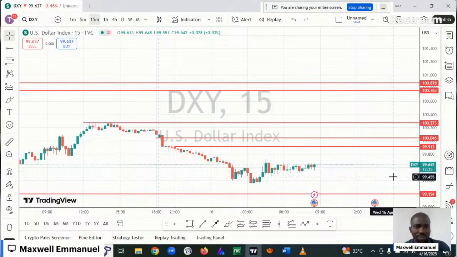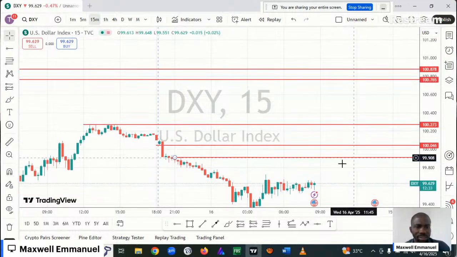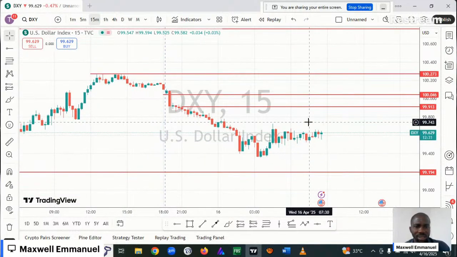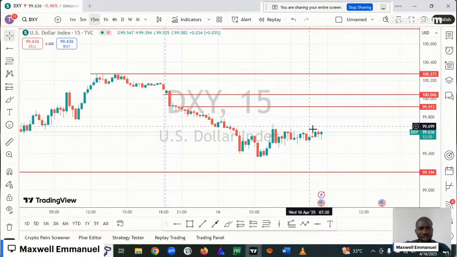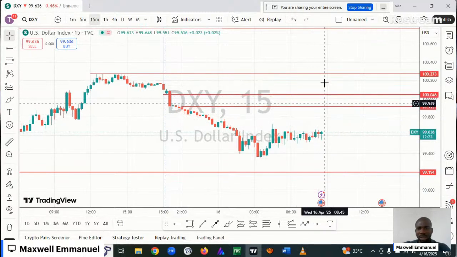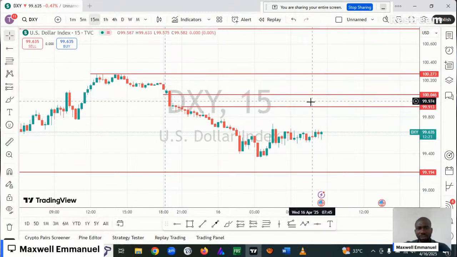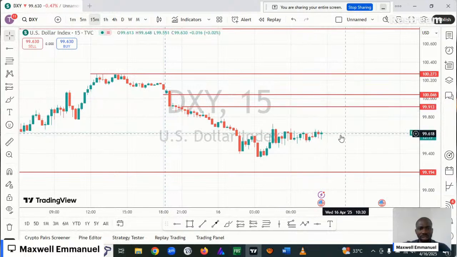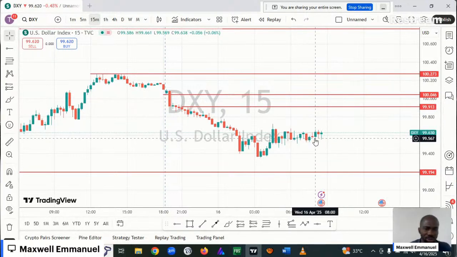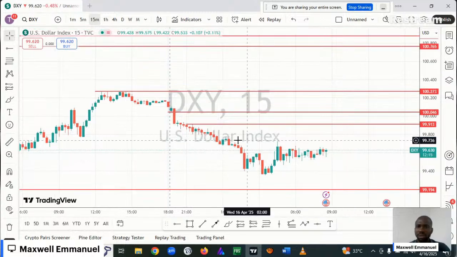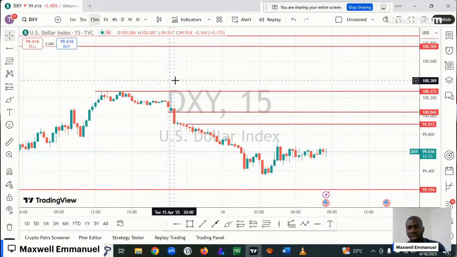Okay, so you can see on 15 minutes. Since the news favored the dollar, it might push price up to fill these fair value gaps. Let's see how the market reacts to the news. Let's see which other instrument we should look at.